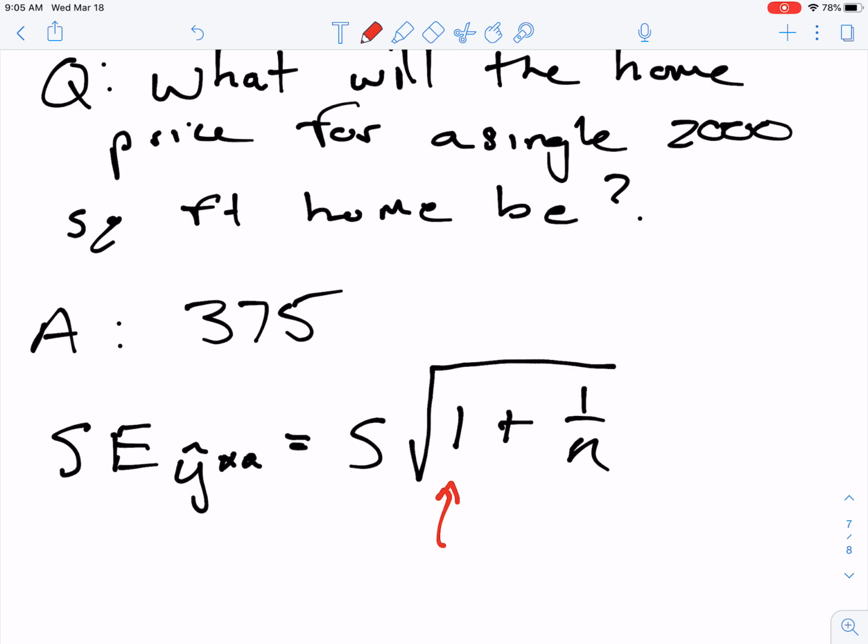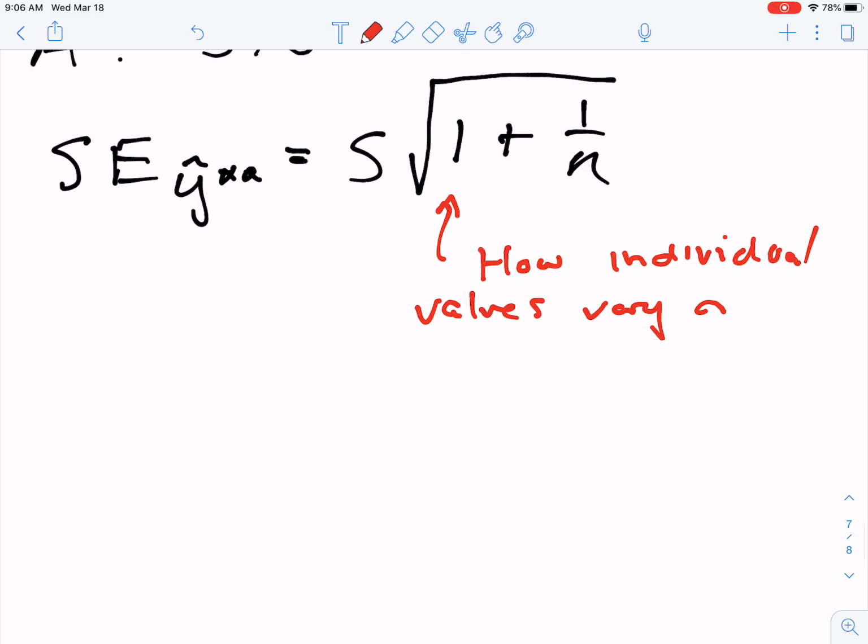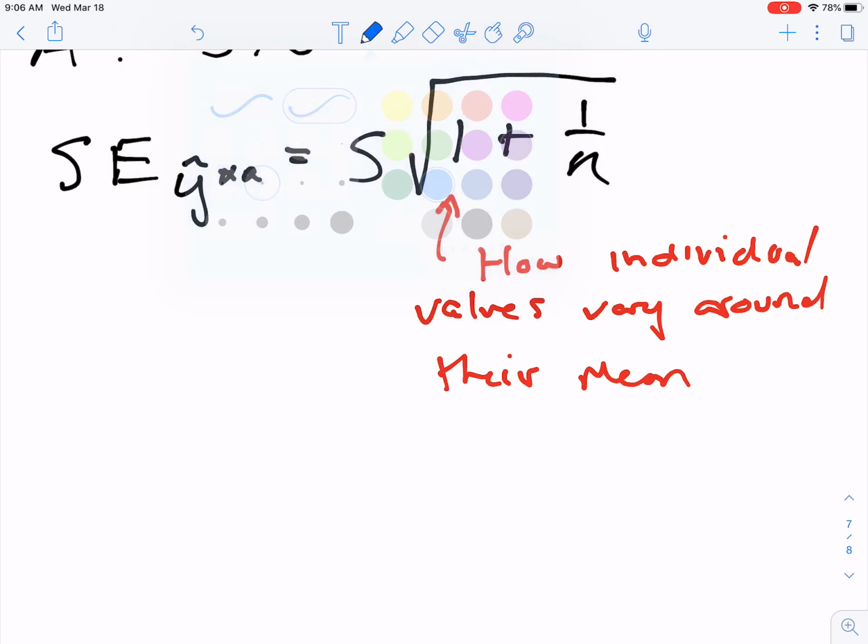Notice if I put that s inside there, that would be s squared. That is how individual values vary around their mean. This right here, s times that, reflects how the sample averages vary around the true average.